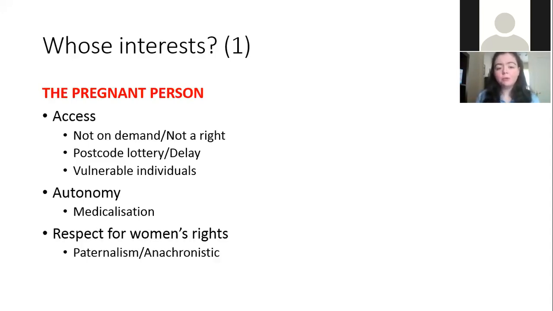And then again, I put respect for women's rights, acknowledging that it's not only women who get pregnant, but in the discourse, it's generally referred to as women. So in the legislation that I'm going to get onto in a minute, it does say women. Just adjust that in your mind to be pregnant person. But also when we're talking about this, it does generally come down to classic women's rights arguments.